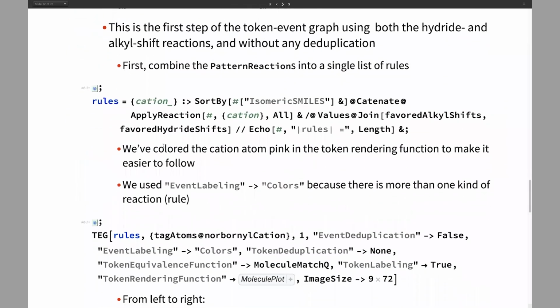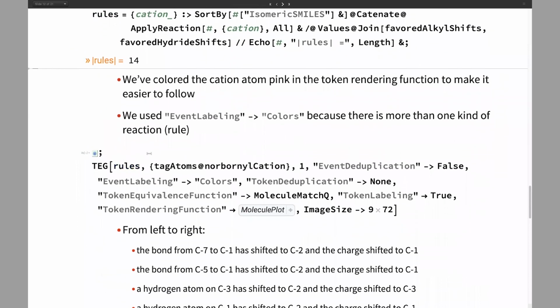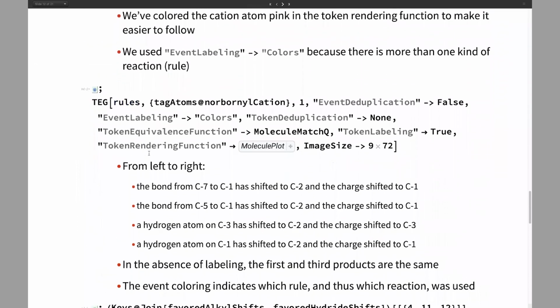So to do the token event graphs for the full multi-way system, we define our rules, which is taking all of our alkyl shifts and hydride shifts. We have 14 rules now. And I'm going to tell TokenEventGraph to color the event vertices with a different color and number representing which rule was used. And I'm only going to go one step.